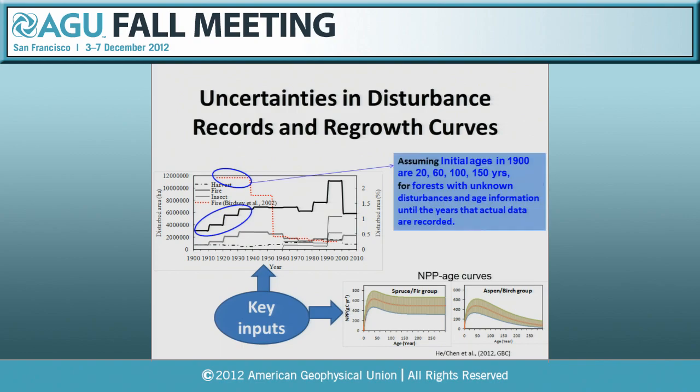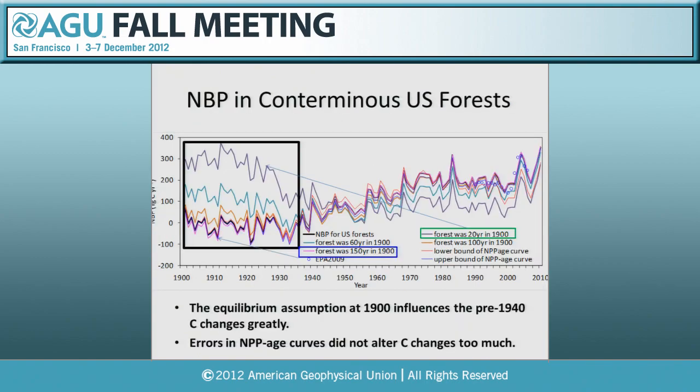And for dealing with this difference here, we did this kind of model sensitivity test. We assume the remaining difference, which is not detected by the forest age map, is assigned to either 20 years old, 60 years old, 100, or 150 years, to see what these assumptions affect on the carbon cycle in recent years.